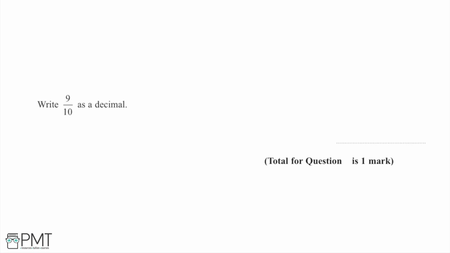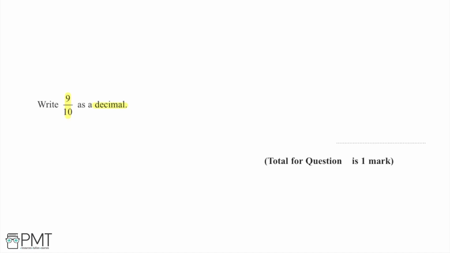So here we're asked to write 9 over 10 as a decimal. So we're starting with a fraction and we're asked to convert it into a decimal form. And when we're working from a fraction and converting it to a decimal, we're simply going to divide. So 9 over 10, the fraction, is basically saying 9 divided by 10. And if we divide 9 by 10, that's going to give us the answer in a decimal form.